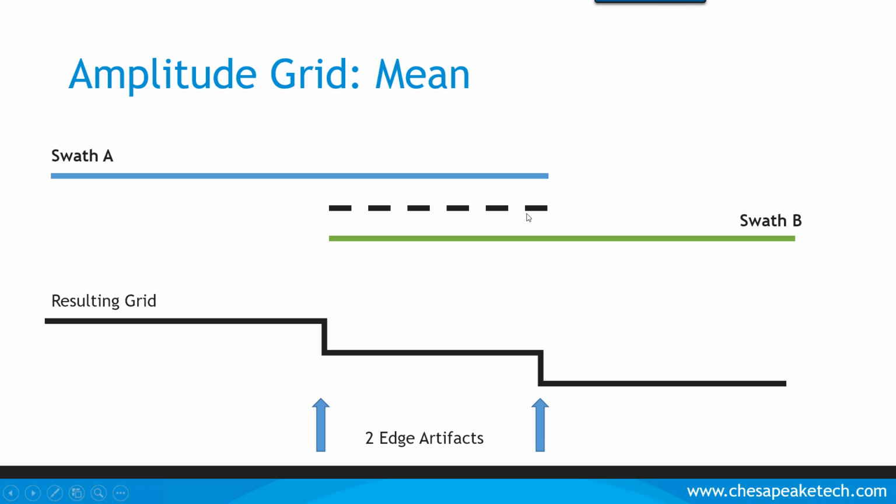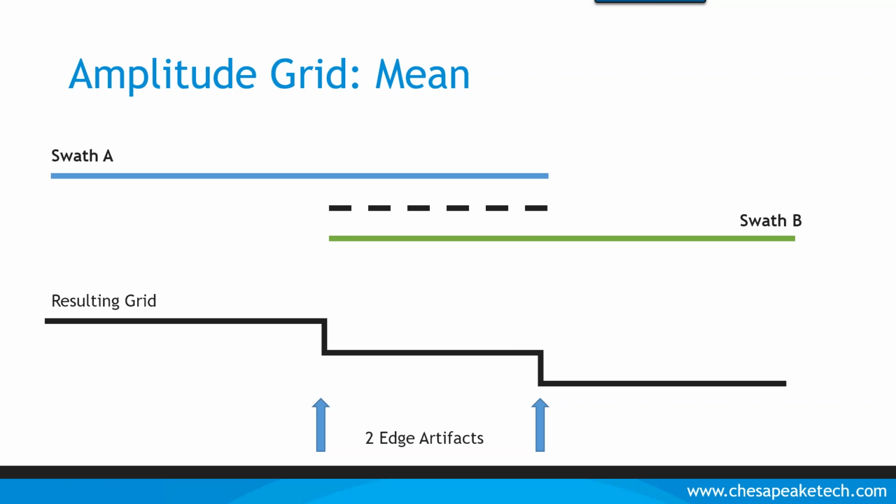And what that winds up doing is it introduces 2 steps into the data. One when the blue line steps down to the black area, and then another one when it steps from the average down to the green line. And that will introduce 2 edge artifacts for every single one of your overlapping lines. So wherever there's an overlap between 2 data sets, if you use the mean, you wind up with 2 edge artifacts. And you'll see this stair step down between them. And it kind of destroys your mosaic.